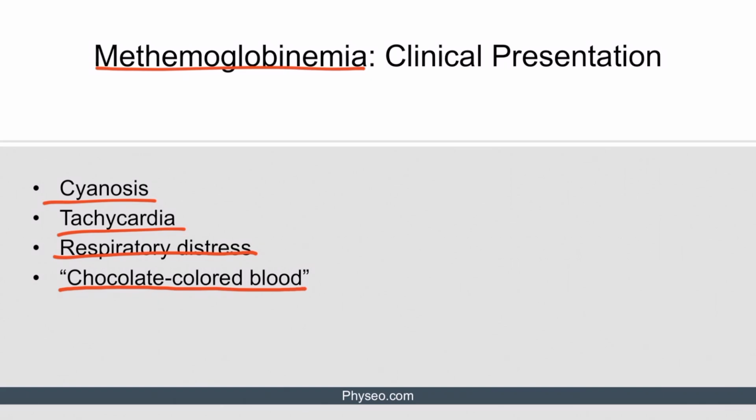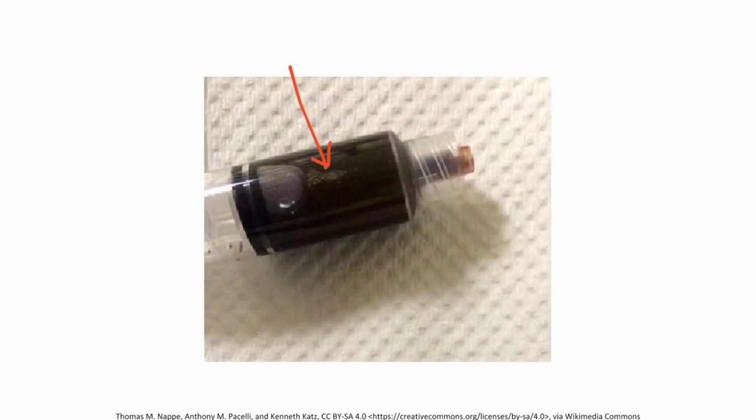Normally, it's hemoglobin that's responsible for giving blood its red color. However, when substantial amounts of hemoglobin are converted to methemoglobin, blood begins to appear more brown or chocolate-colored rather than red. Here's an image illustrating chocolate-colored blood drawn from a patient with methemoglobinemia.